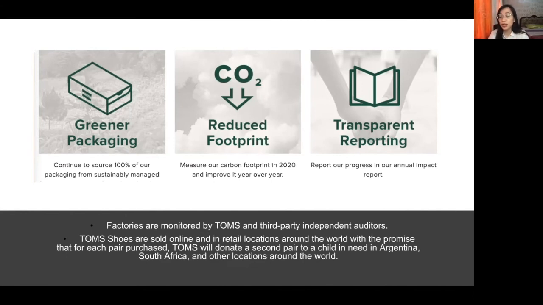Maganda talaga yung ginagawa nila when it comes to environment, helping out others, keeping it sustainable. Okay? Kasi, as I've mentioned, when you talk about sustainability, sustainability isn't just about recycling or upcycling a certain product, but it's also about how you can make others benefit from the project or from the enterprise na ginagawa mo.